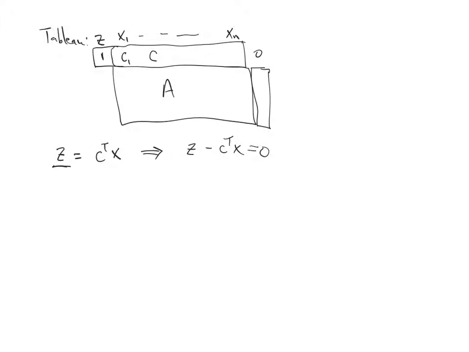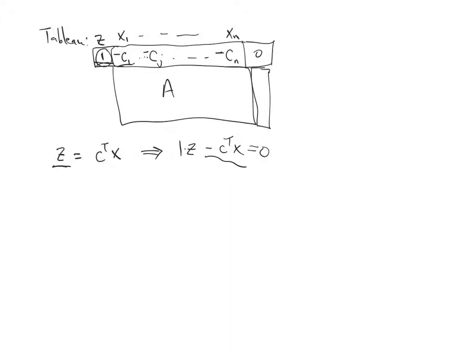We have a coefficient of 1, because it's got a coefficient of 1 down there, and then it's c1, cj, and then cn, and the right-hand side is 0. So in the usual augmented matrix way, we've got 1 times z plus c1 times, oh, but these are minus, right, because we had to subtract it from both sides. So we can do that.